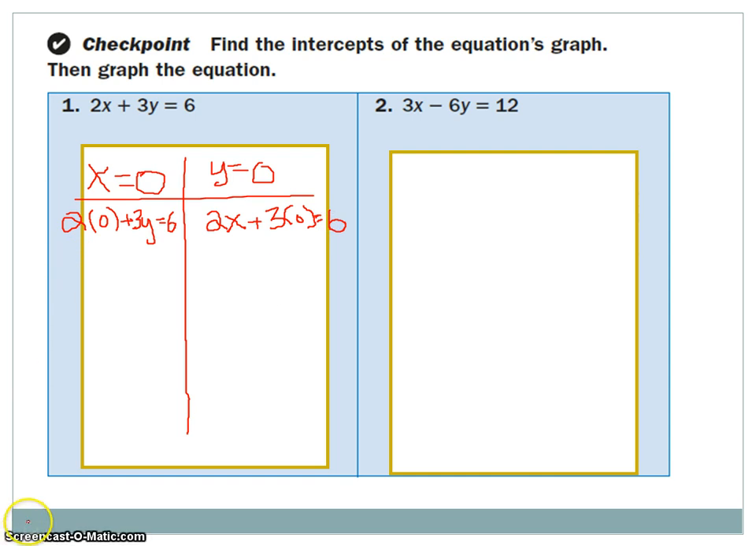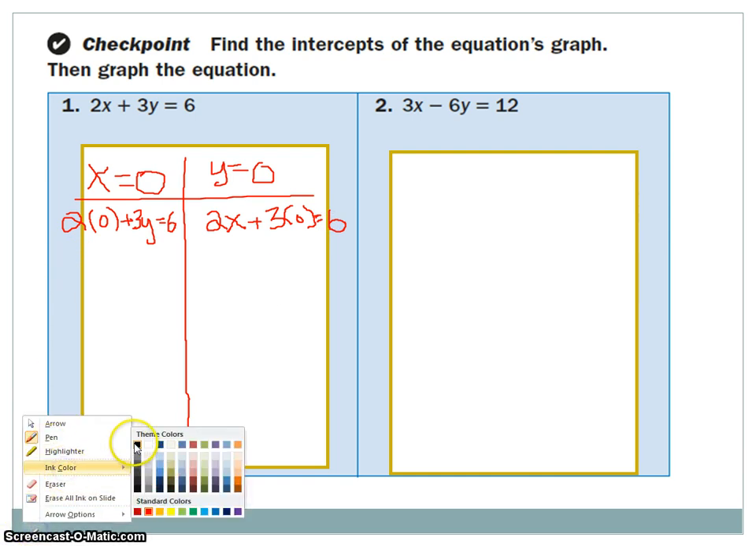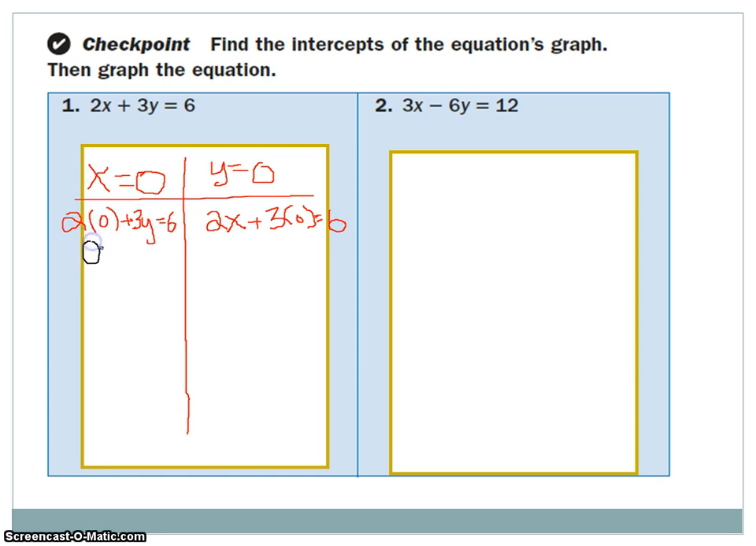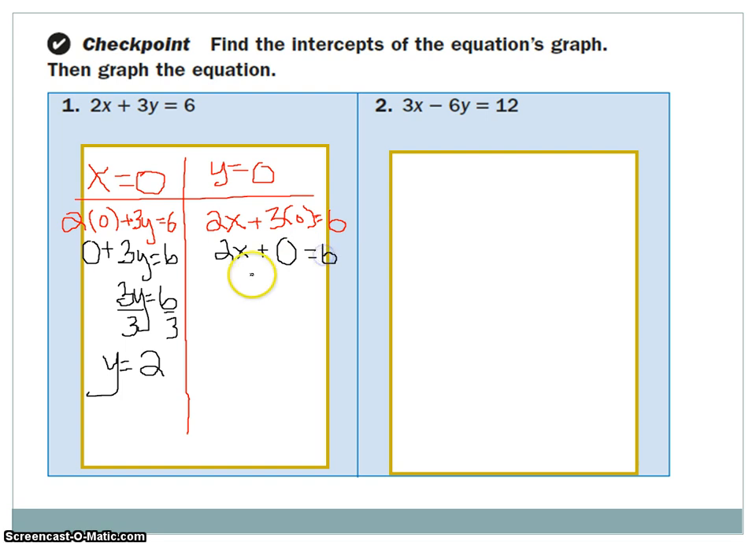Now solve. 2 times 0 is 0, plus 3y equals 6. Well, 0 plus 3y, 0 goes away, 3y equals 6. You still have this coefficient on the side with y, so divide by 3. y equals 6 divided by 3, 2. On the right side, nothing happens with the 2x, plus 3 times 0 is 0, equals 6. Well, 2x plus 0, just 2x. That equals 6.